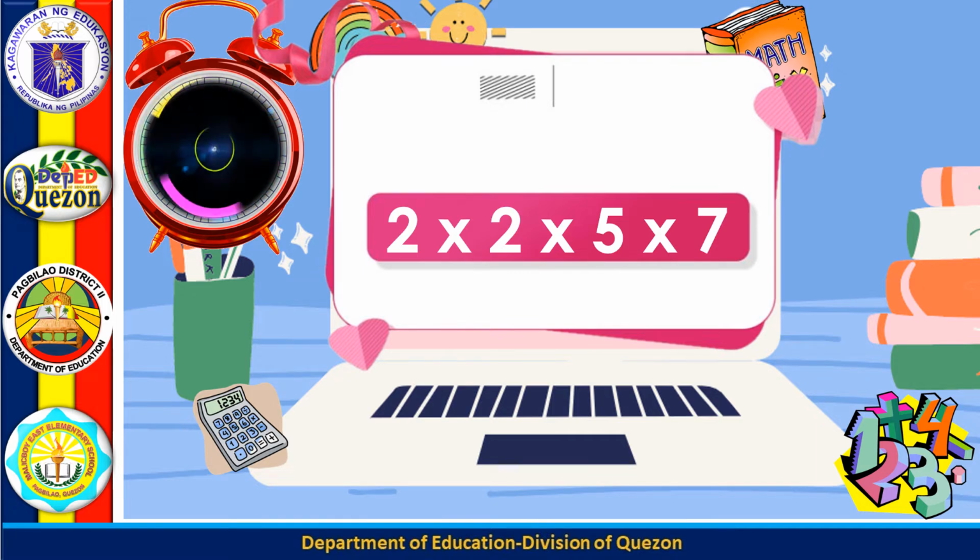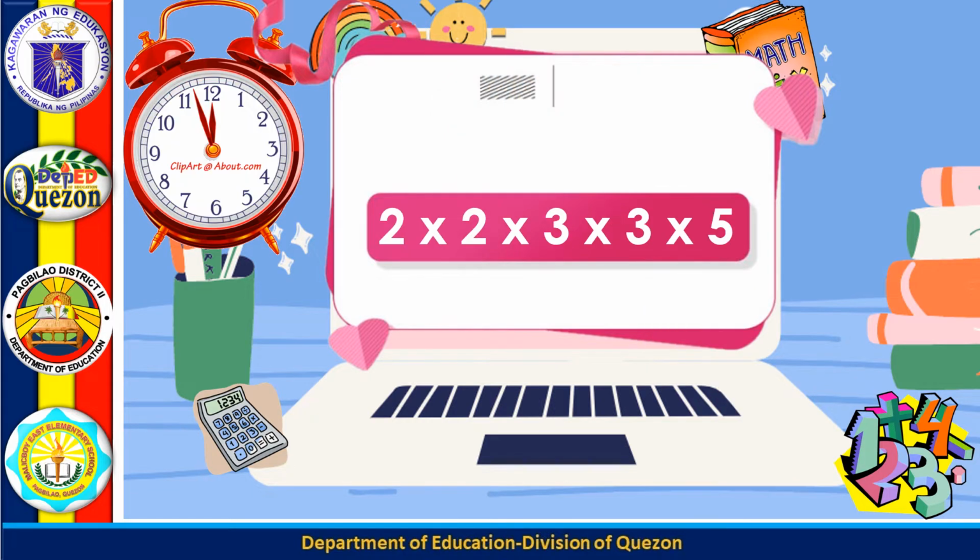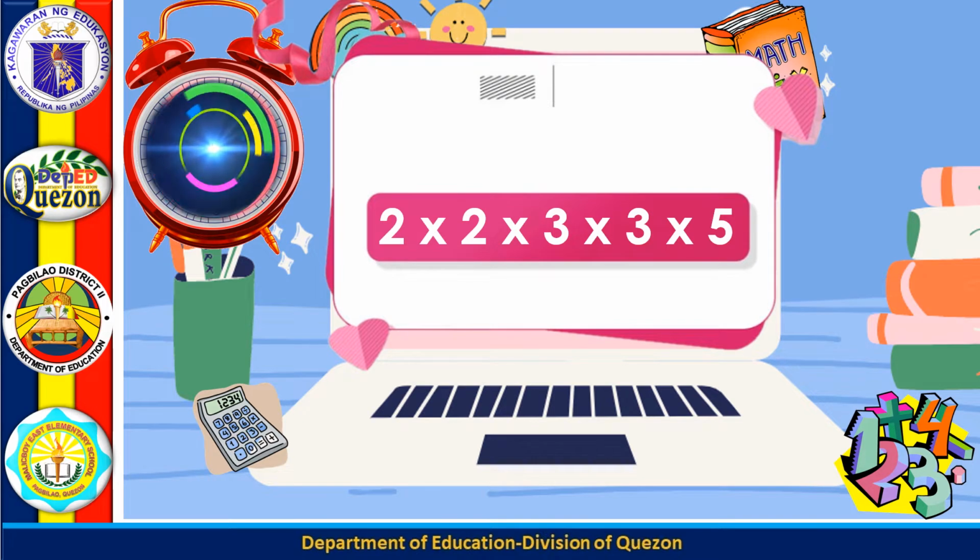Time's up. And the answer is 140. Good job! The last number, or the last composite number, 2 times 2 times 3 times 3 times 5. What should be the composite number here? Your 10 seconds starts now.